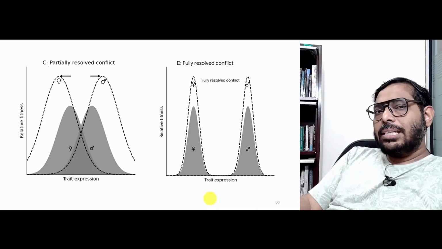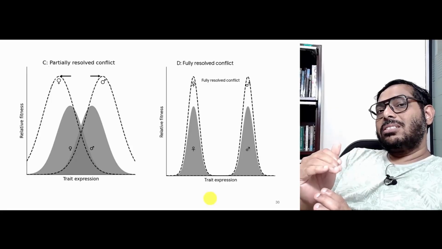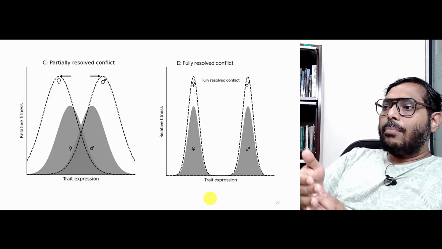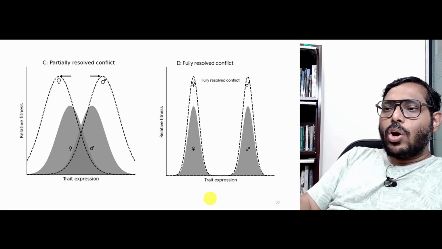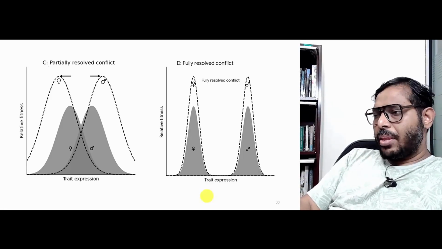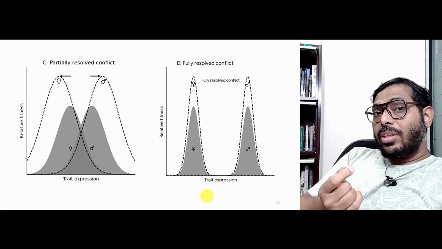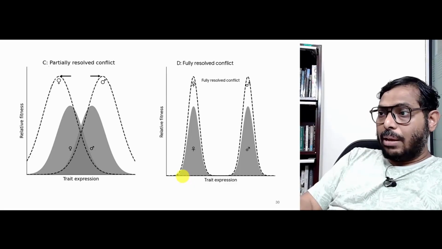Okay. As I said, people have worked out what are the underlying genetic conditions needed for this kind of event to happen, but we are not going into that, we are just showing you what the process is going to look like. Now, do we have reasons to believe that the intralocus sexual conflict occurs? We have a few examples.